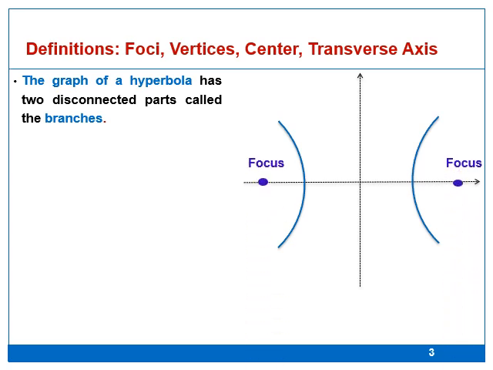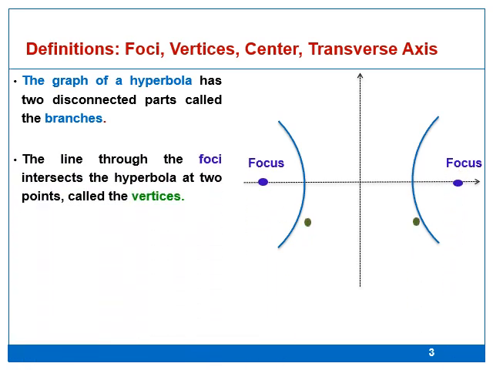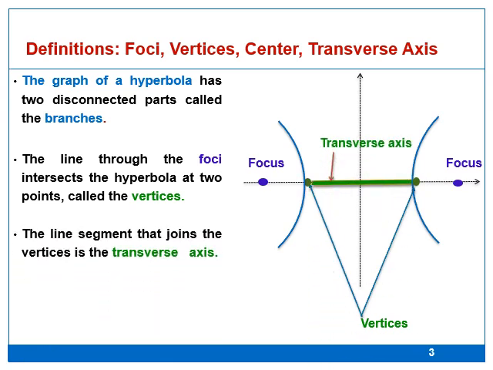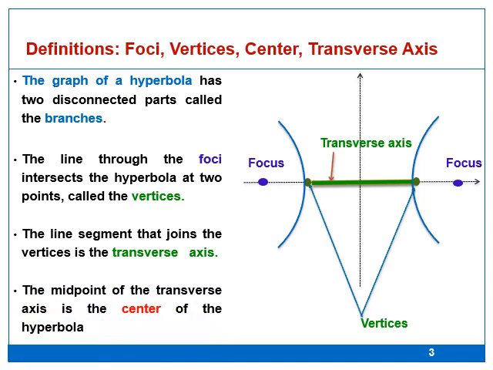It has two foci like the ellipse. It has two vertices. The segment between the two vertices is its transverse axis, and the midway between the two vertices is its center. As you can see, the two foci, the two vertices, and the center all lie on the same straight line.